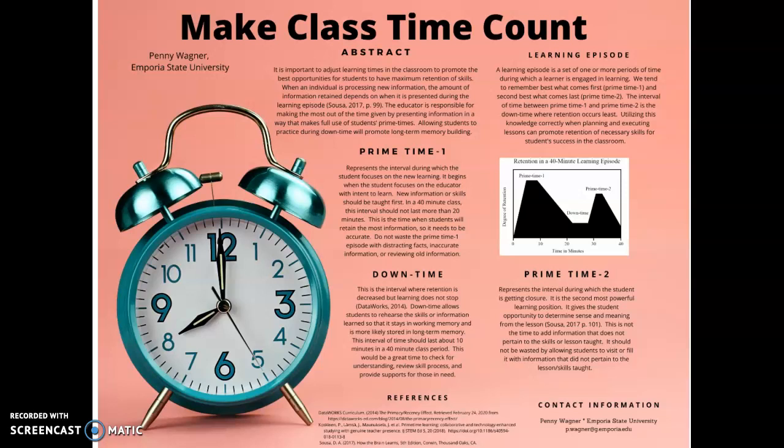The third period is called Prime Time 2 and is the second best period for memory retention. This is a shorter period than Prime Time 1, and it is a great time to review important points and begin closure activities. If your class periods are longer than 40 minutes, you will find that you need to chunk your lesson, providing additional downtimes.